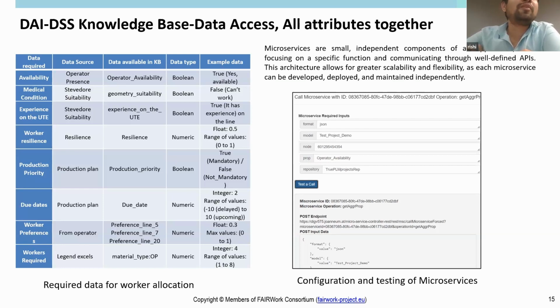Let's say operator availability. What is the data source? From the end user side, it is operator presence information, and it is stored in the knowledge base with the name operator availability. The type of data we can expect from this is a Boolean value, true or false. Similarly, we have experience on the line, worker preferences, and workers required.